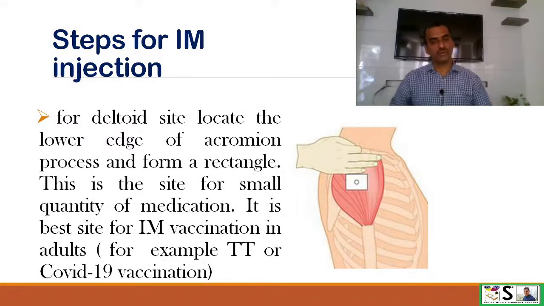For the deltoid site, locate the lower edge of the acromion process and form a rectangle here, and this is the site for small quantity of medication. It is the best site for IM vaccination as normally 0.5 ml or 1 ml amount of vaccine is given. For example, when we give TT vaccine or COVID-19 vaccination, this is the site of choice.